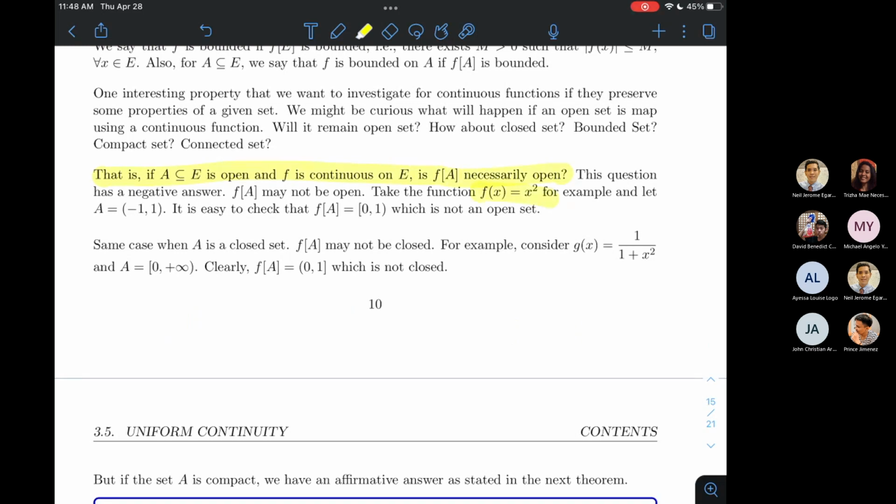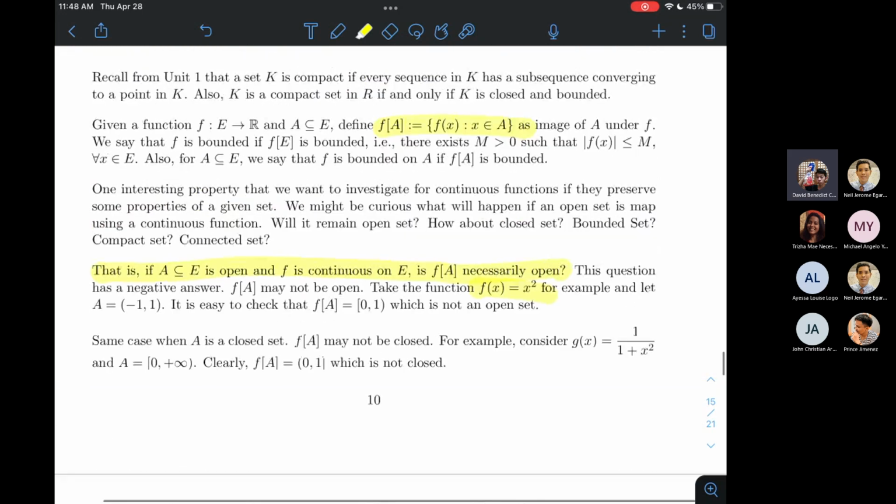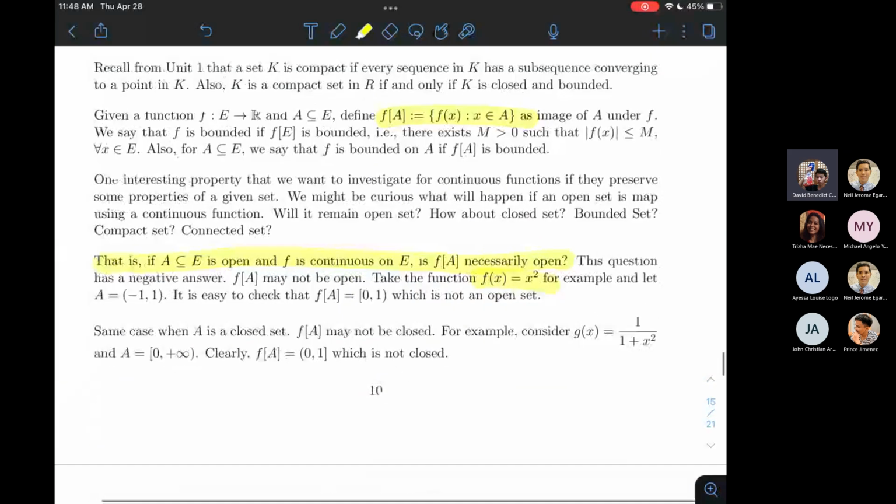Kinuha si x squared. Yes, David, you have a question? Yes po, sir. Tungkol po dun sa umpisa po nung definition. Why do you say po na image of A? Nahirapan po akong i-conceptualize yung difference between an image of A and yung range po. Okay, nice question, David.